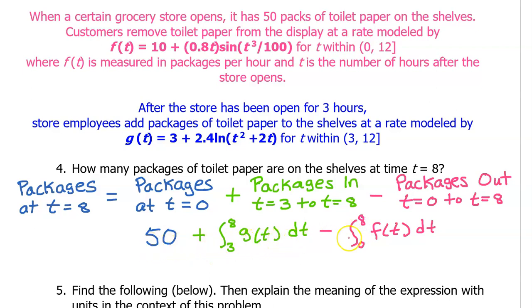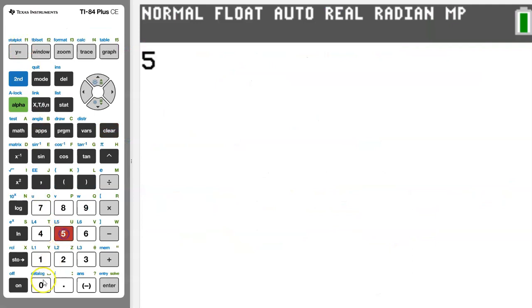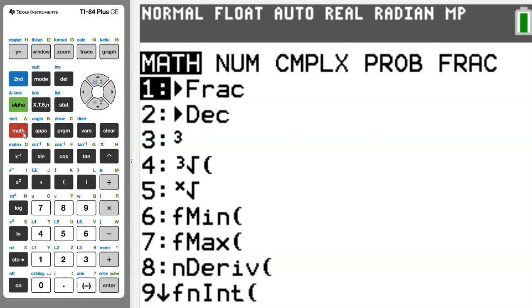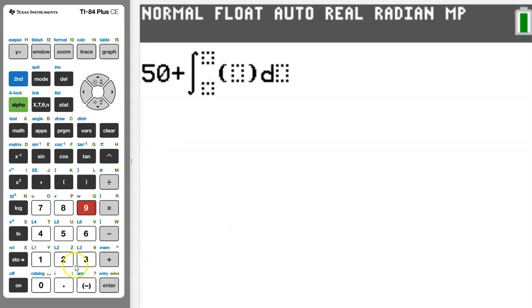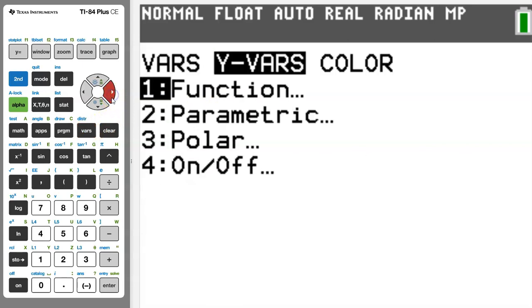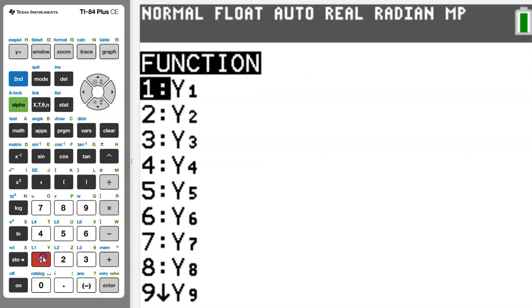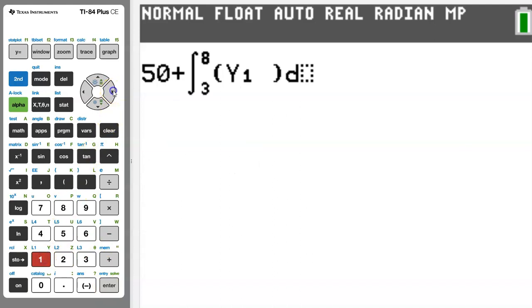This is something that can be typed into the calculator. So we can type 50 plus. Next we need the integral from 3 to 8. So we hit math and 9, and we're going from 3 to 8. Now we're doing the integral of the rate in, which we typed into y1. So we will hit vars, yvars, function, and y1. And go ahead and put this dx.